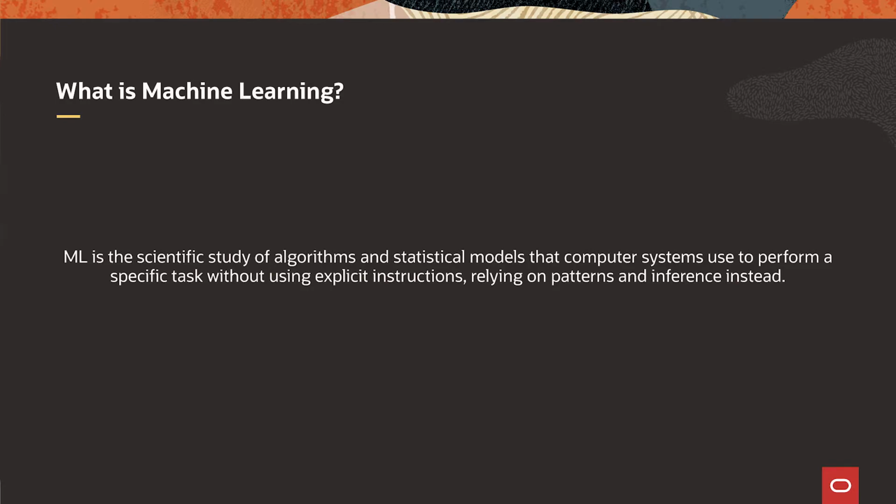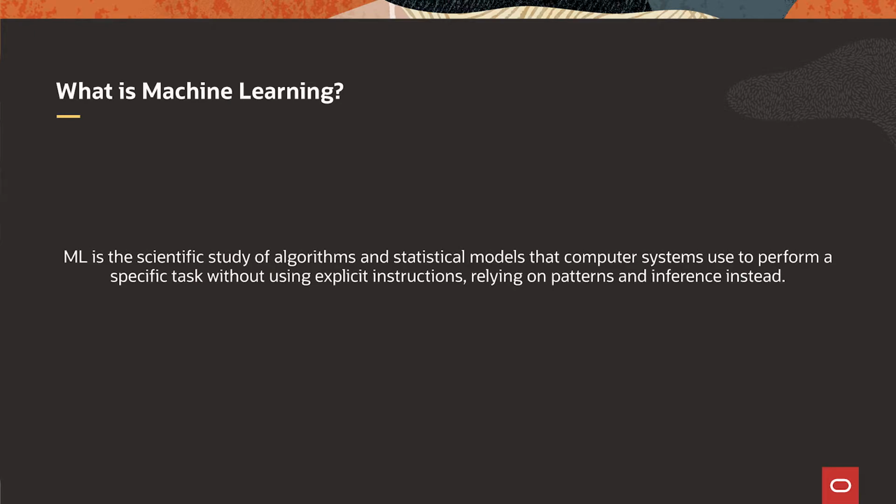So what is machine learning? Well, I find this a very complete definition. Machine learning is the scientific study of algorithms and statistical models that computer systems use to perform a specific task without using explicit instructions, relying on patterns and inference instead.